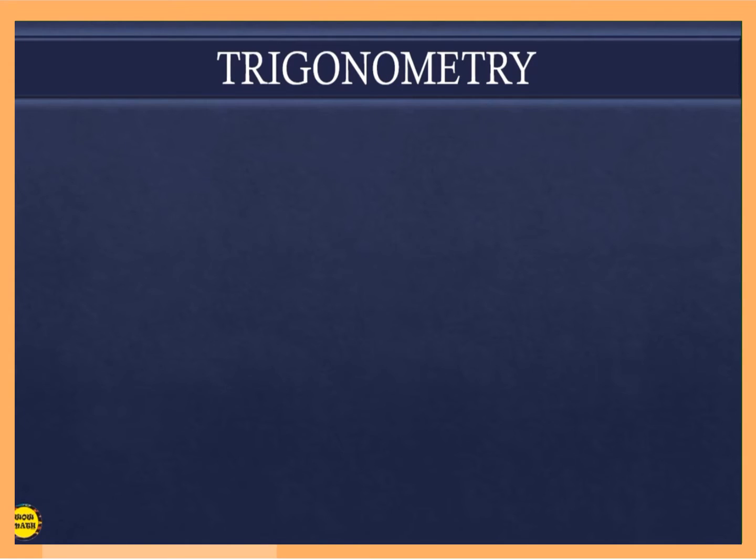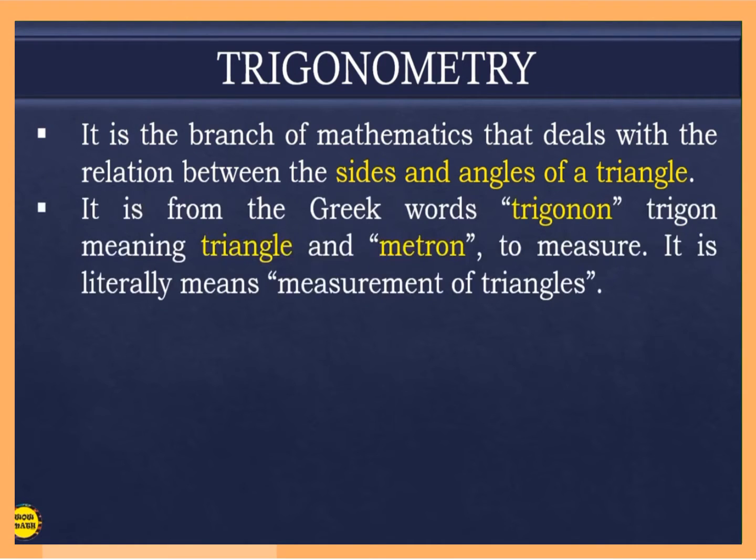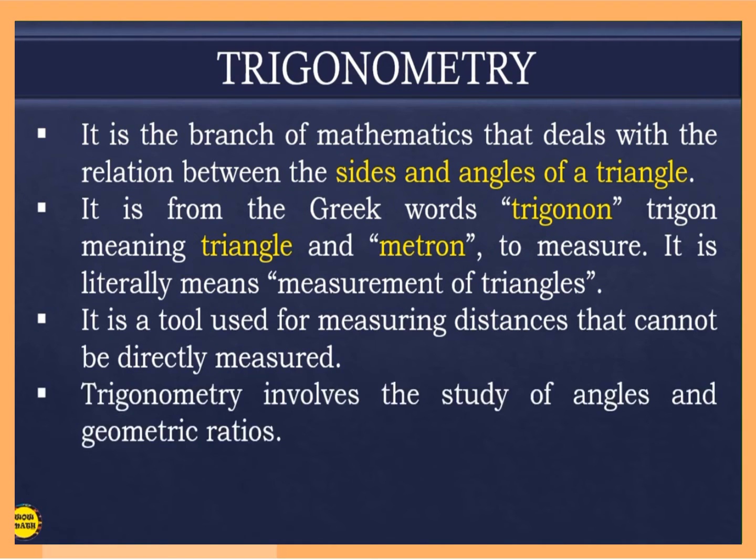It is trigonometry. It is the branch of mathematics that deals with the relation between the sides and angles of a triangle. It is from the Greek words trigonon. Trigon means triangle and metron means to measure. It literally means measurement of triangles. It is a tool for measuring distances that cannot be directly measured. And trigonometry involves the study of angles and geometric ratios.